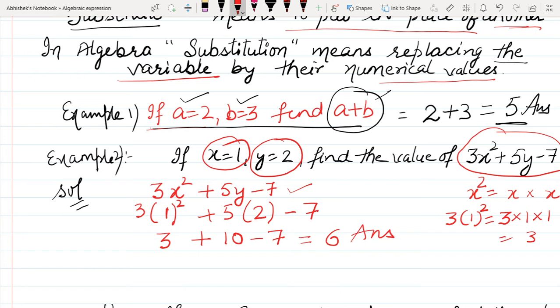Let's take one more example of this type. Suppose now find the value of this.